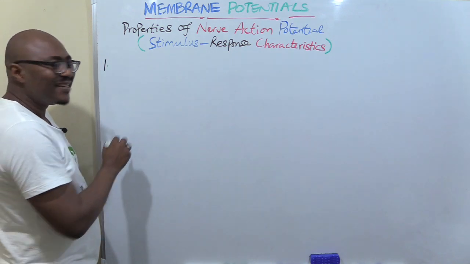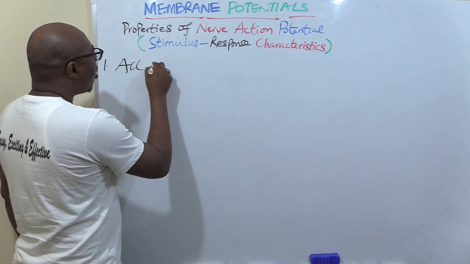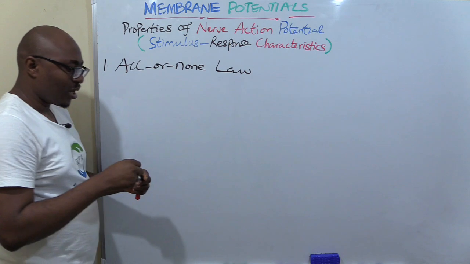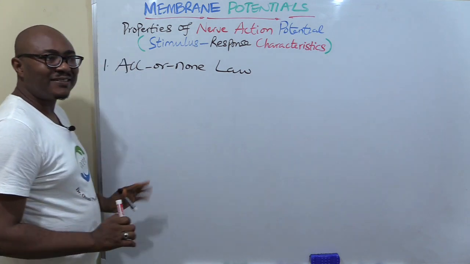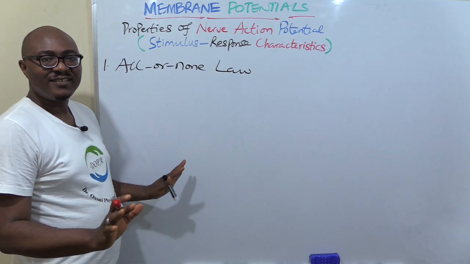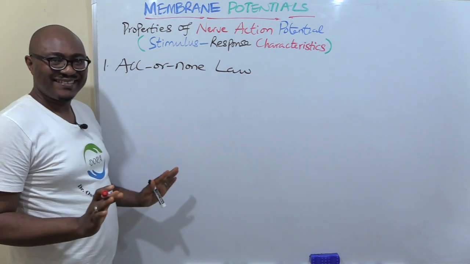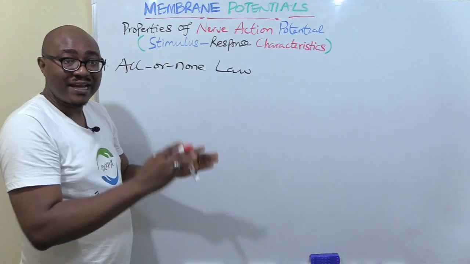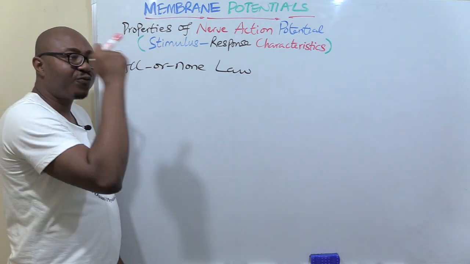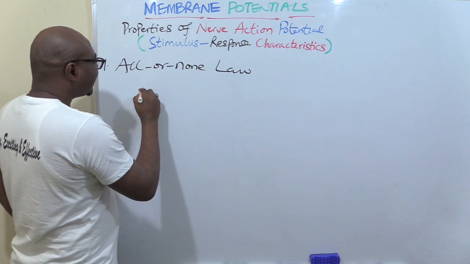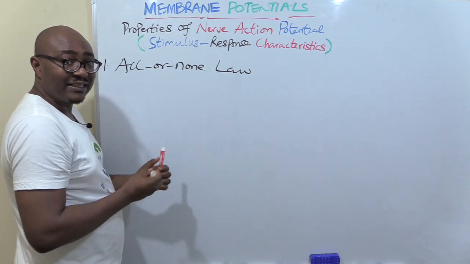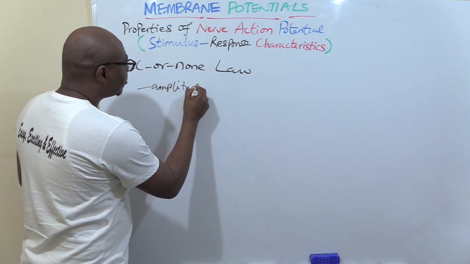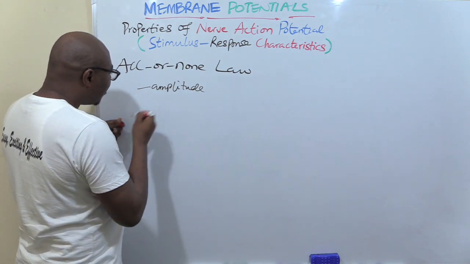One very important one is called the all or none law. What this is talking about is that action potentials don't have half commitment. That means they are not half-hearted. Either it is there or it's not there, and when it is there, it is with full force. This refers to two major things that are full in an action potential: the amplitude and the velocity.